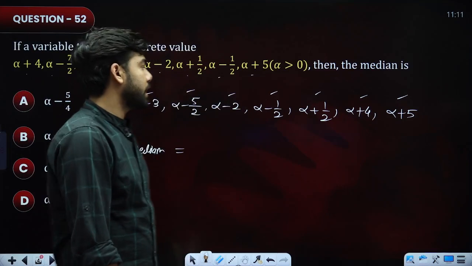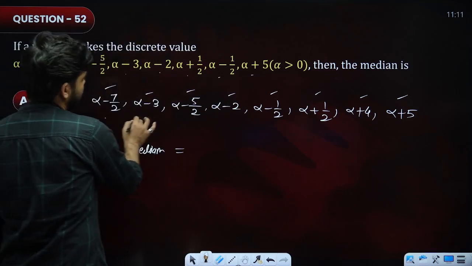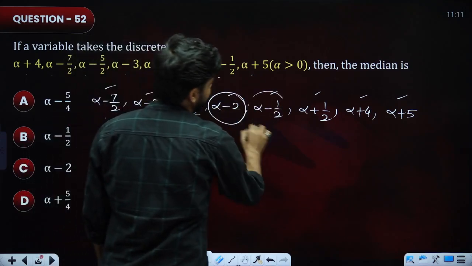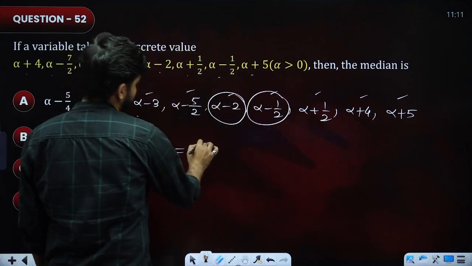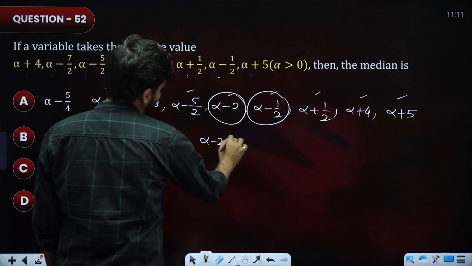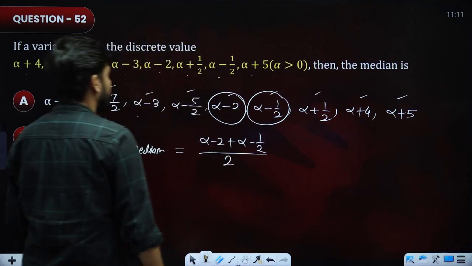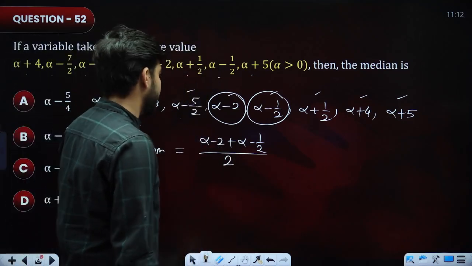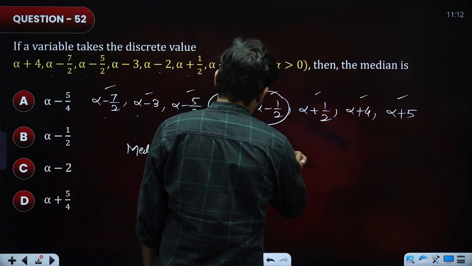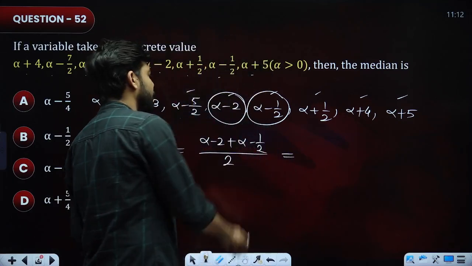So in that case, the fourth and fifth terms are the middle terms. So we can write (alpha minus 2 plus alpha minus 1) by 2, whole upon 2. This should be the median over here. So this is the fourth and fifth term.